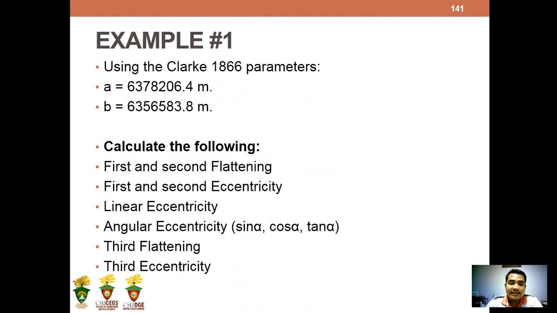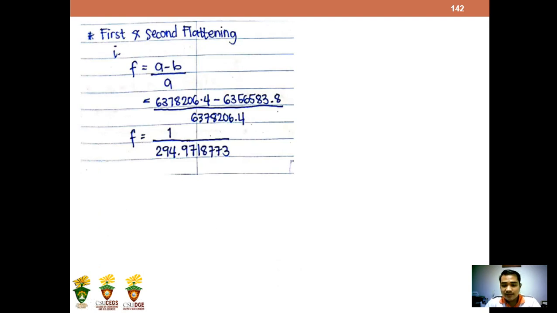Using the Clarke 1866 parameters, having semi-major axis a to be 6378206.4 meters and b is 6356583.8 meters. Calculate the following: the first and second flattening, first and second eccentricity, the linear eccentricity, the angular eccentricities with respect to sine, cosine, and tangent, the third flattening, and the third eccentricity. So first, we need to determine the first and second flattening.